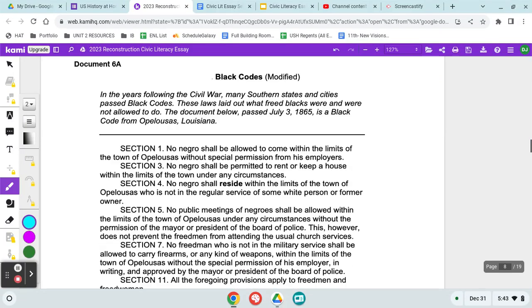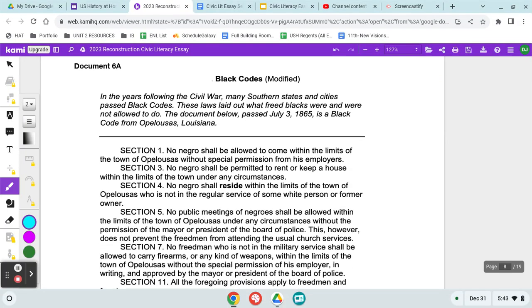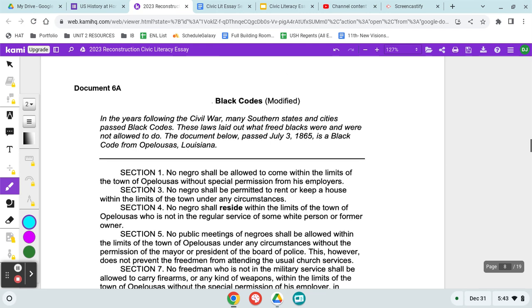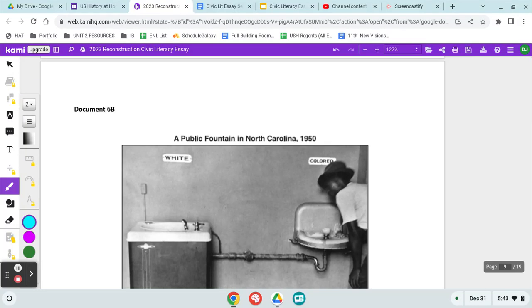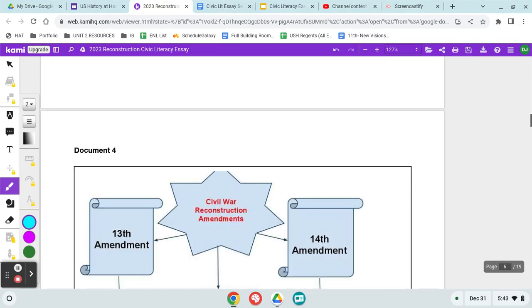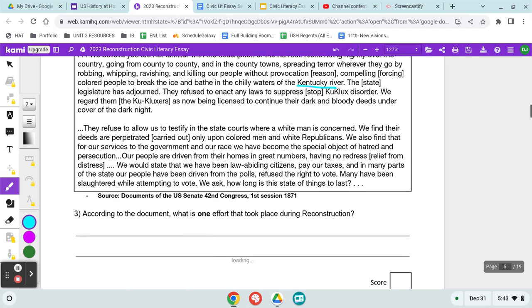Finally, the last type of analysis that we're going to talk about today is connecting documents, not just stating document 6A says this, document 6B shows this. How are they connected? You can do this in many different ways. So this is going to be a lot. I wrote these all down.